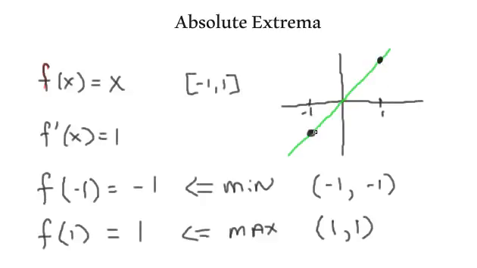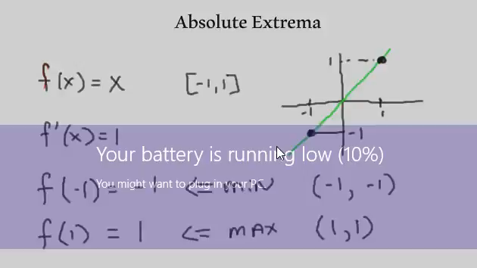So as you can see, we're looking at the y values here, and the smallest y value on this graph is of course occurring at -1, and the largest y value is 1 here. Alright, so you can clearly see this is going to be the absolute maximum point and the absolute minimum point on the graph.